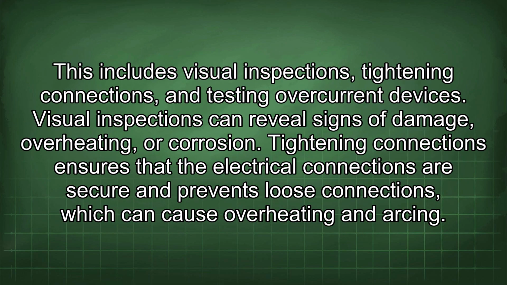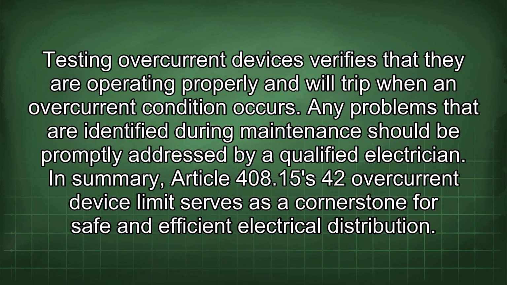This includes visual inspections, tightening connections, and testing overcurrent devices. Visual inspections can reveal signs of damage, overheating, or corrosion. Tightening connections ensures that the electrical connections are secure and prevents loose connections, which can cause overheating and arcing. Testing overcurrent devices verifies that they are operating properly and will trip when an overcurrent condition occurs. Any problems that are identified during maintenance should be promptly addressed by a qualified electrician.